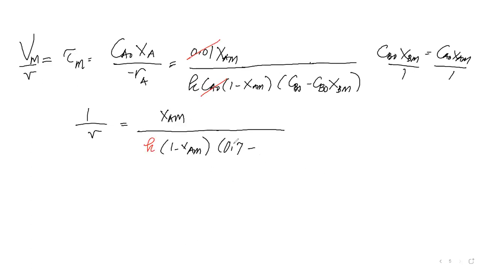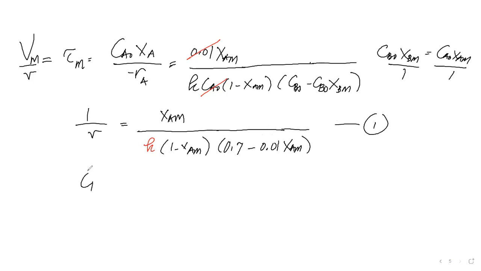So this would be now 0.7, and I will have to write here CAO, which is 0.01 XAM. Okay? So this will be our first equation.